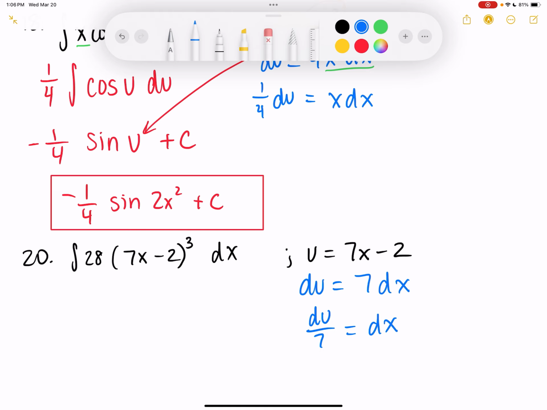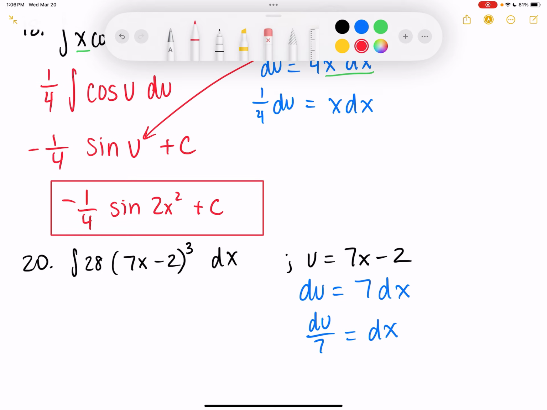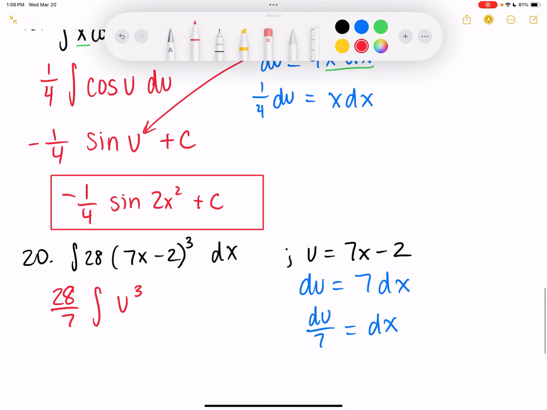Now, what is this constant out front? What can I do with it? I can put it out front. So when I rewrite this, I'm going to rewrite this integral as 28 over 7, because 28 times 1 over 7, times the integral. 7x minus 2 is u, so that's going to become u cubed du. Now, 28 over 7 is what? 4. And then I need to take the antiderivative of u cubed, which is what?